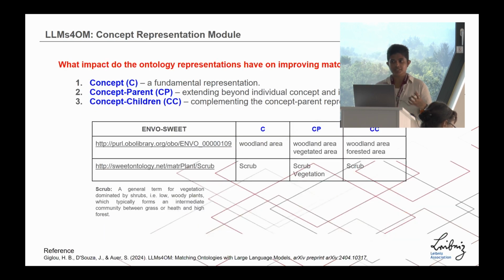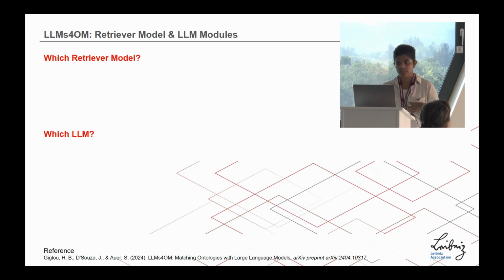In terms of concept representations, we found in these ontologies that not all concepts had descriptions, which is often very informative to disambiguate a concept for the large language model. So as an alternative, we used some of these hierarchical relationships to help disambiguate or ground that particular concept for the LLM. So we used the concept representation, concept parent, and concept children representations.